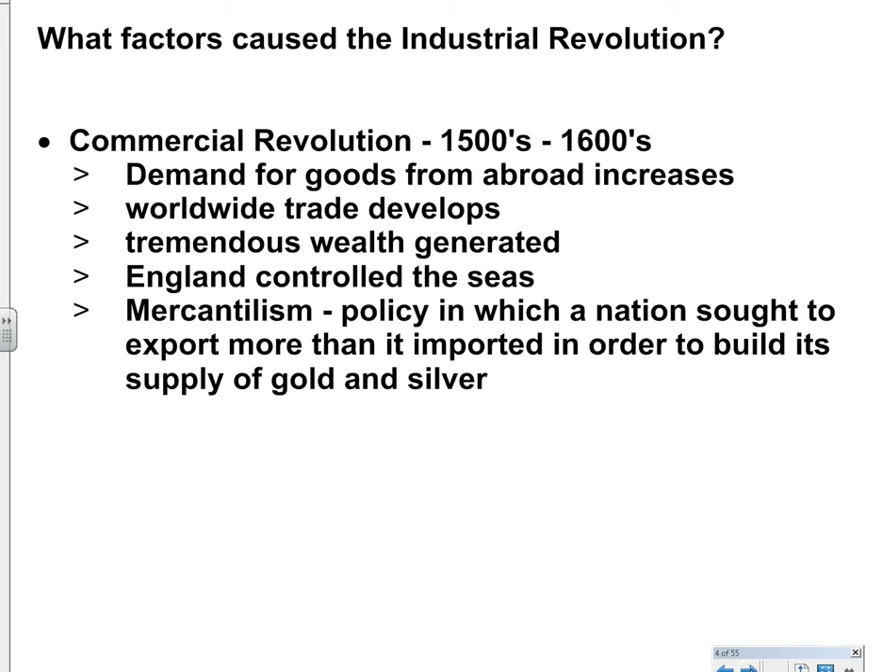Well, first you have what's known as the Commercial Revolution that takes place in the 1500s and the 1600s. Basically it comes out of the demand for goods from abroad, the development of worldwide trade brought on by the opening of the Indian Ocean and the Atlantic Ocean, and contact with other places, and the tremendous wealth that was generated by all that. During this time, England really becomes the biggest sea power out there. They really control the seas, which leads to immense economic power for England.